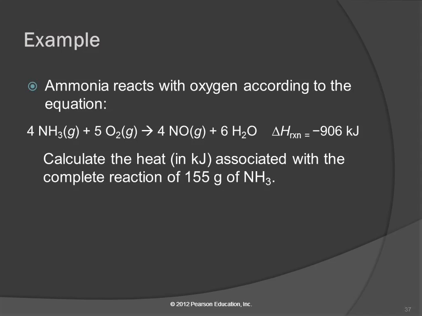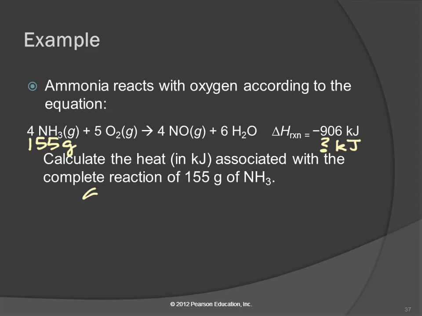Ammonia reacts with oxygen according to this equation. Calculate the heat in kilojoules associated with the complete reaction of 155 grams of ammonia. So we're going to approach this as stoichiometry. So that's how it's related, even though it's like, wait, we're talking about energy now. 155 grams of ammonia. So I'm going to write that here under my balanced chemical equation. And they're asking me for how much heat. So over here under delta H, I'm going to put question mark, and the unit is specified as kilojoules. They're being kind to us. They're not asking us to convert units on top of everything else.